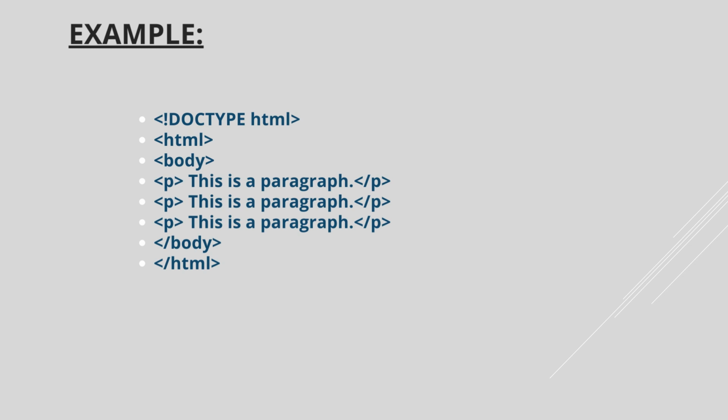Next, we have an example in HTML. First, as usual, comes the document type of HTML, then the HTML heading, then we move forward to the body. Here we will have a paragraph, as you can see, this is a paragraph. The P tag comes with an opening and a closing tag. Then we close the body and close the HTML. That's it.